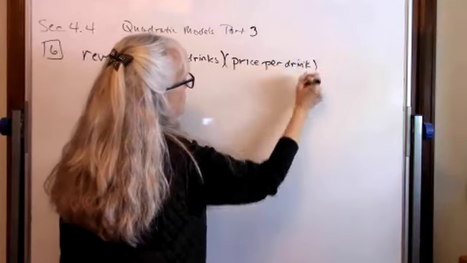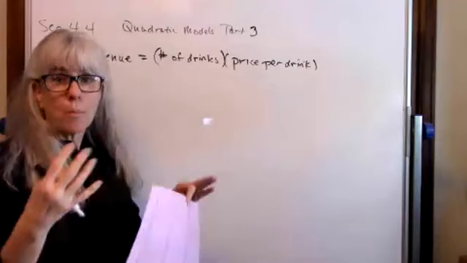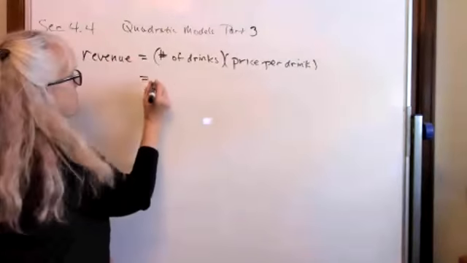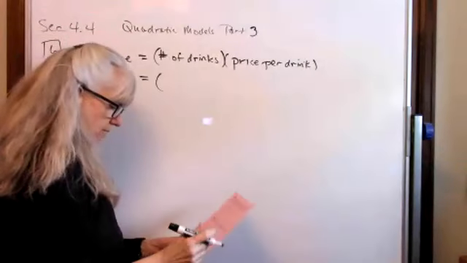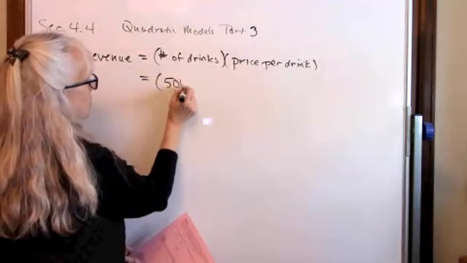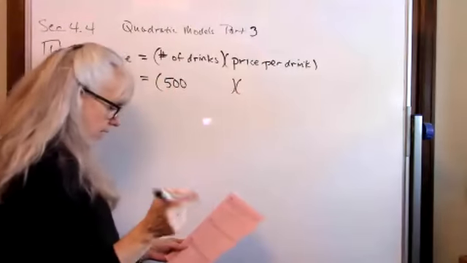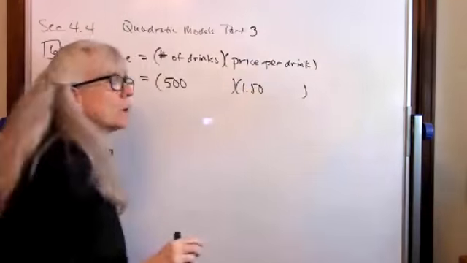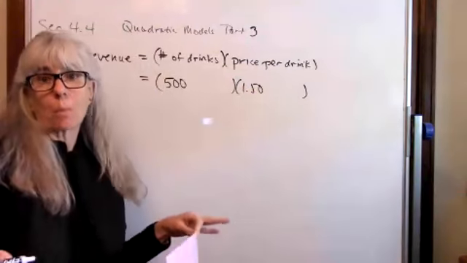Hopefully that makes sense. So how much you sell them for times how many you sell is going to be your revenue. Well, we know that in the beginning, we sell 500 drinks. We also know in the beginning that the price is $1.50. But we want to do some wiggling here and see if we can get more money out of this.